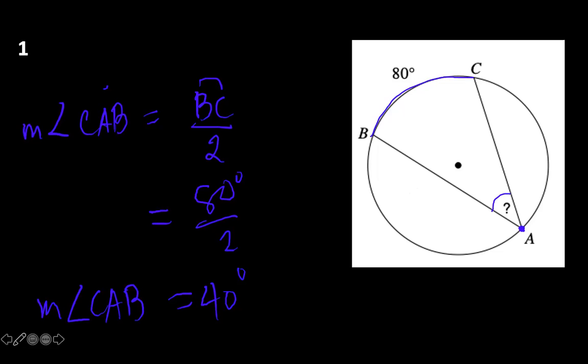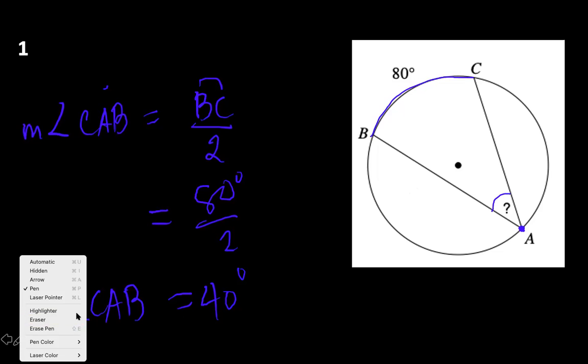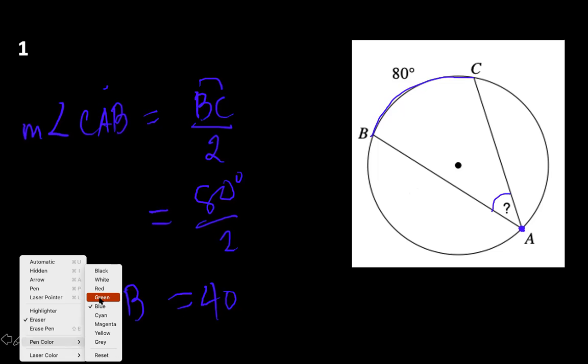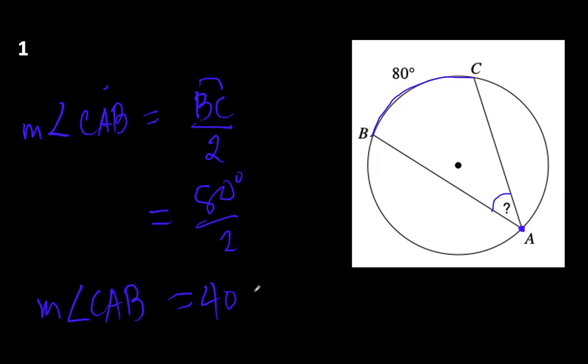We don't use the degree measure anymore since we are using the M or the measure. Okay, so that's how we solve. Or twice the measure of the inscribed angle is equal to the measure of its intercepted arc. Okay, so 40 times 2 is equal to 80.